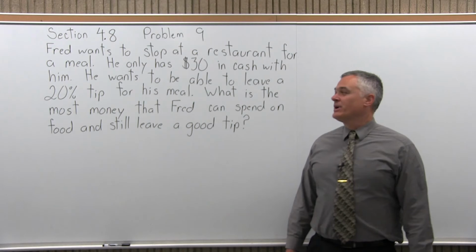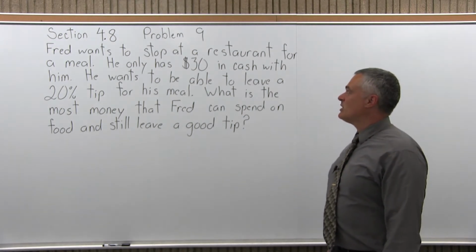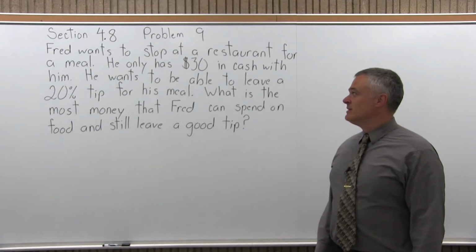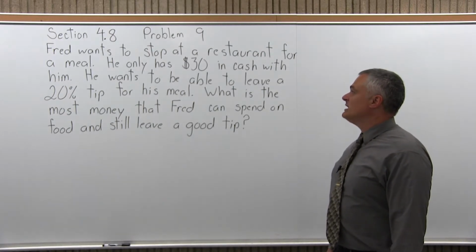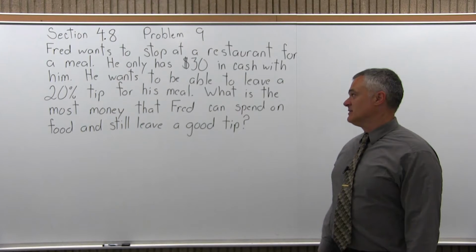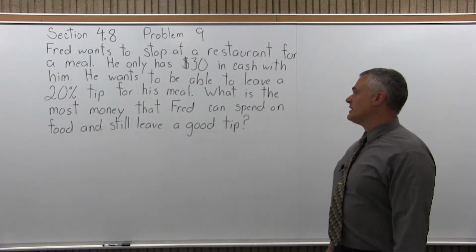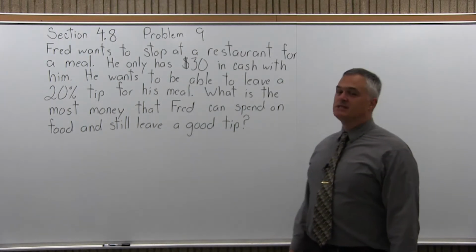This is Section 4.8, Problem 9. It says Fred wants to stop at a restaurant for a meal. He only has $30 in cash with him. He wants to be able to leave a 20% tip for his meal. What is the most money that Fred can spend on food and still leave a good tip?